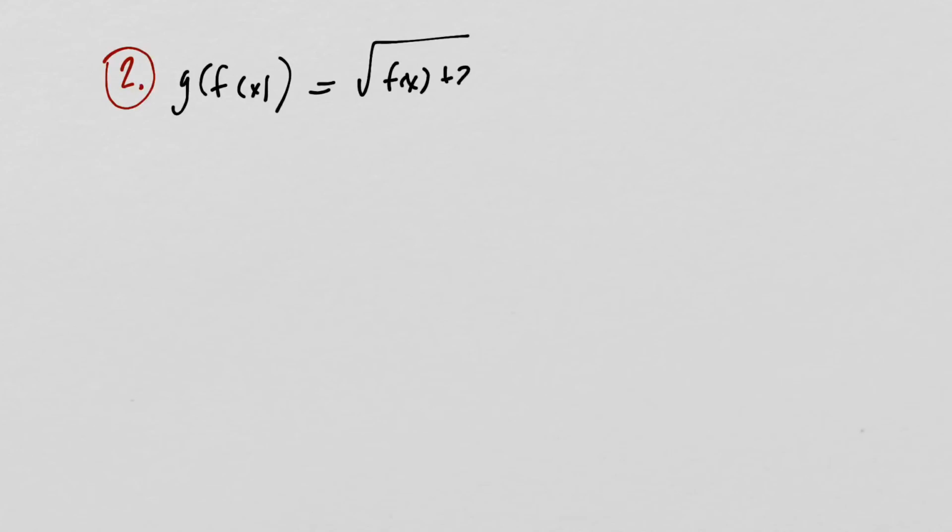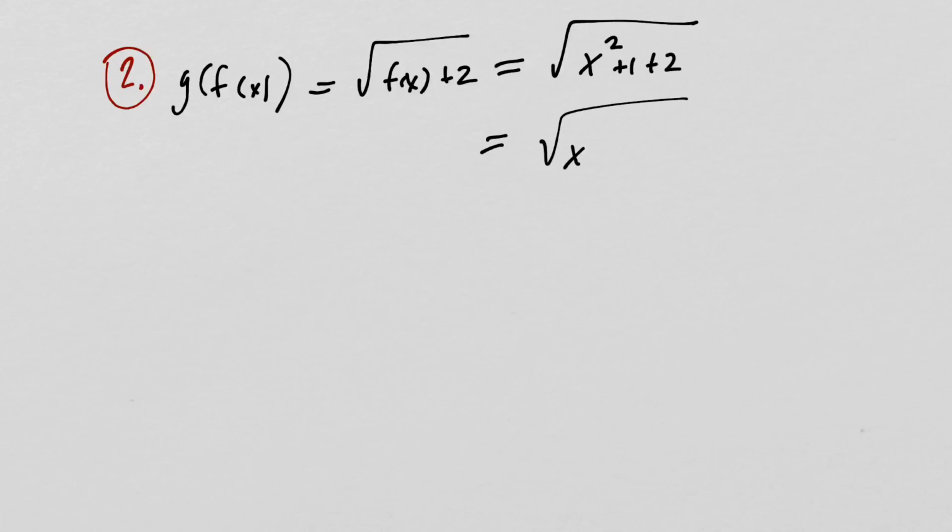Now in part 2, we're looking at g composed with f of x. This is going to be the square root of f of x plus 2. Replacing our f of x, this becomes the square root of x squared plus 1 plus 2. We get that this is the square root of x squared plus 3.